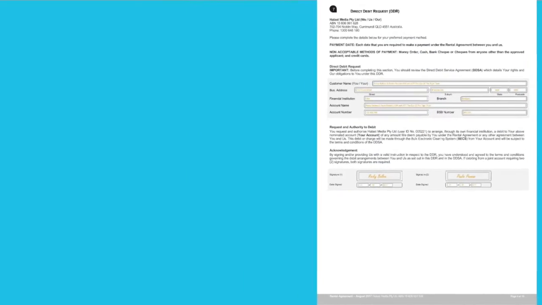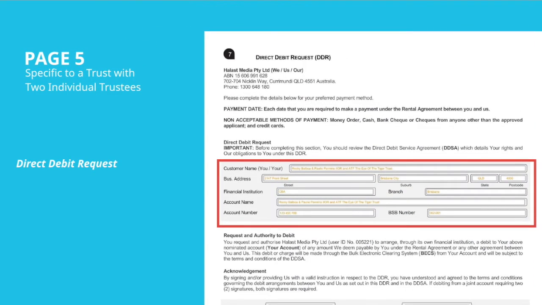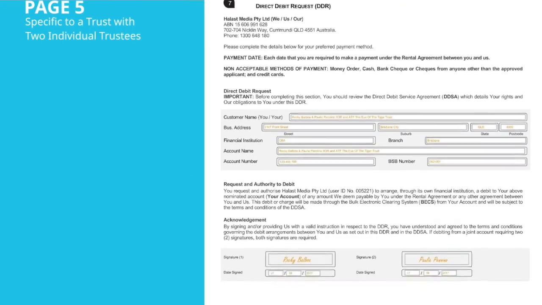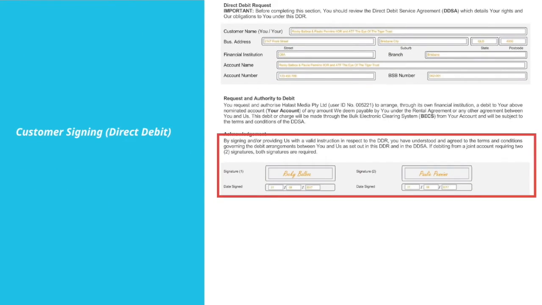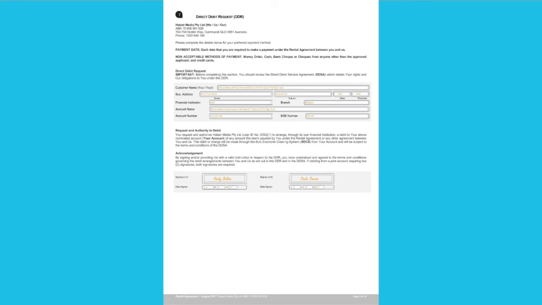Now the final page being the direct debit request. As you can see, customer name from section 1, page 1, then enter the bank account details of the trust or the business's bank account. Both trustees will need to sign. Make sure the signatures are also dated. And this completes the agreement for a trust with two individual trustees.